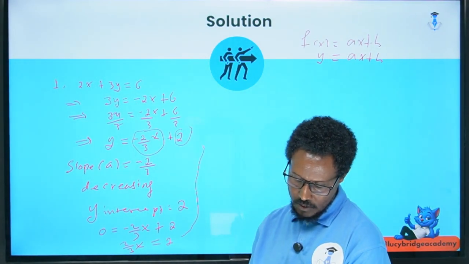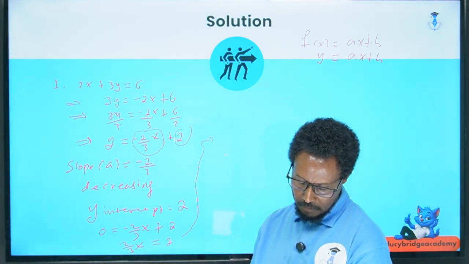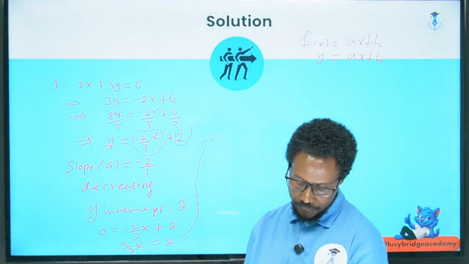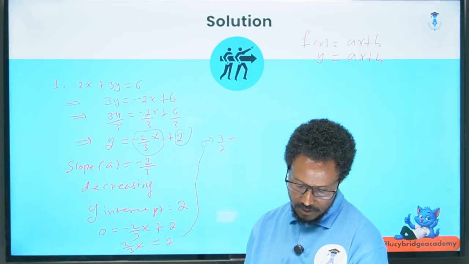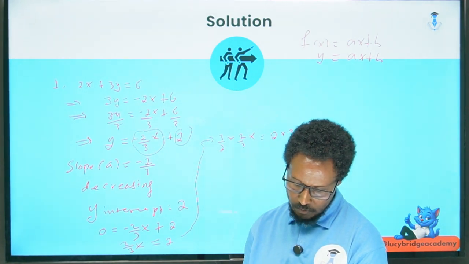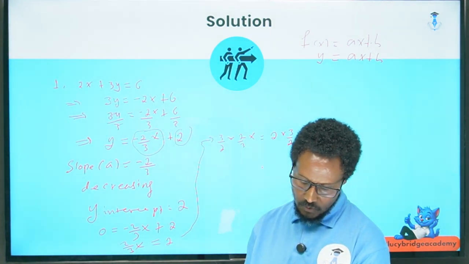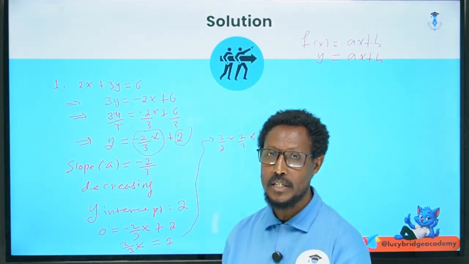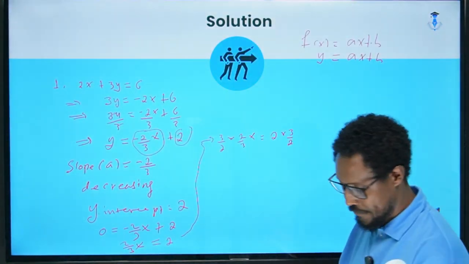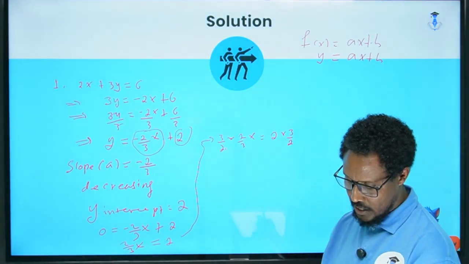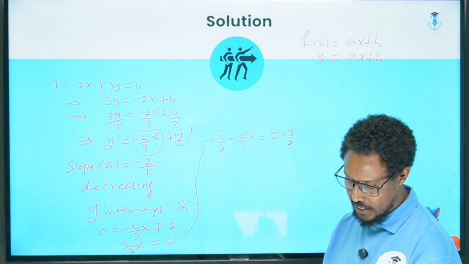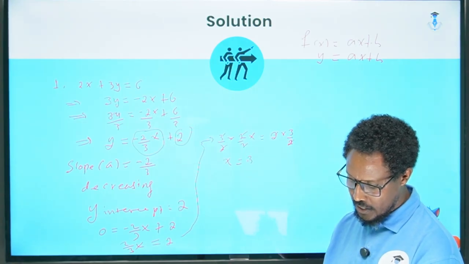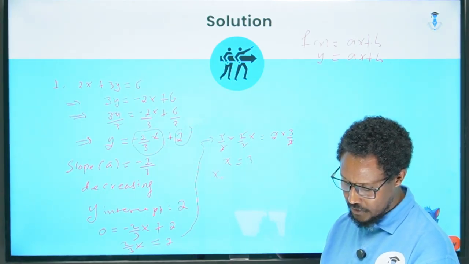Now this means multiplying both sides by 3 over 2. 3 over 2 times 2 over 3 x is equal to 2 times 3 over 2. Multiplying both sides by the reciprocal of 2 over 3, the 2s and 3s cancel. x is equal to 2 by 3 over 2, which is 3. So the x-intercept is 3.